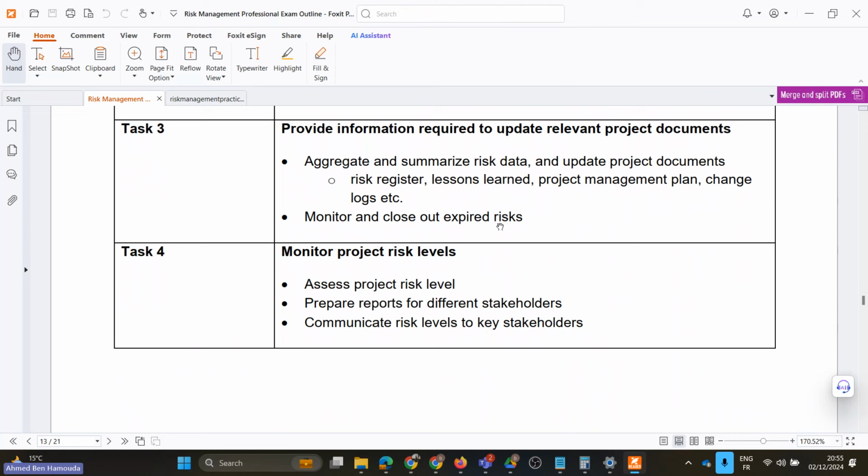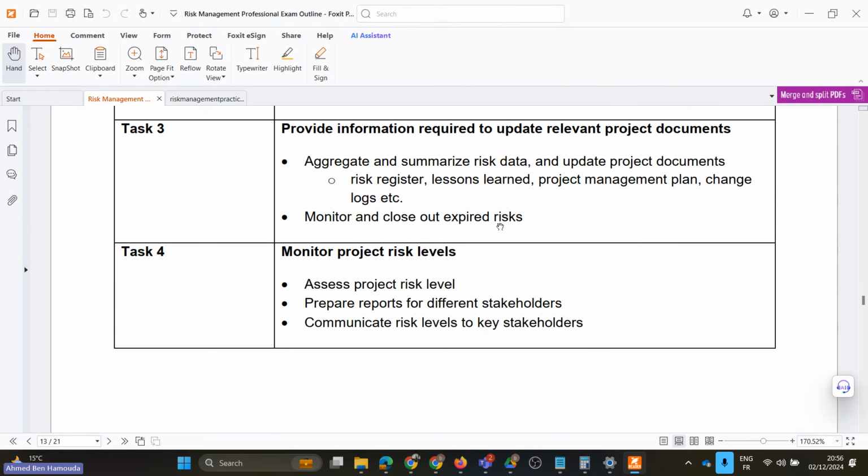It's not put in here in the ECO, but actually it's part of the exam in one or two questions about the risk realization plan. And in case there are any expired risks, they are no longer valid and don't represent any threat anymore to the project, they're called expired risks. Then how to close them out and how to report on them.